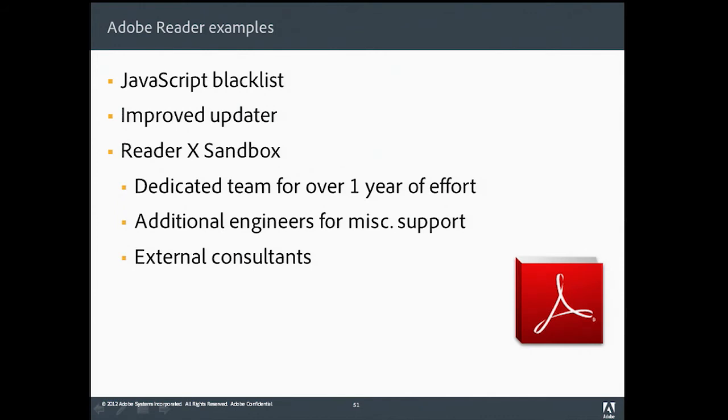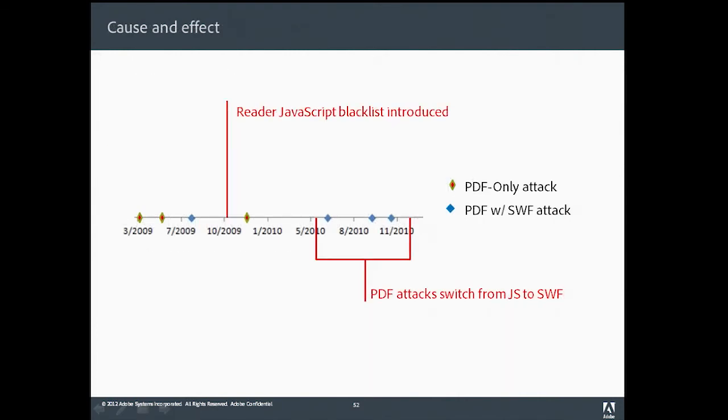And the holistic mitigations have actually been proven to work. So with Reader, we had actually deployed 3 different controls, a JavaScript blacklist. We improved the updater to get the updates to end users faster, so that as soon as we had the mitigation available, it was deployed. And then there was the Reader 10 sandbox. And to give you a sense of size, the Reader 10 sandbox took us over a year of effort. There were a bunch of engineers from other teams that had to jump in and help with it, because it's a huge code base. We had 2 different external consultancies looking at it multiple times in order to be able to do it. But if you look at the attack trends, they actually worked.